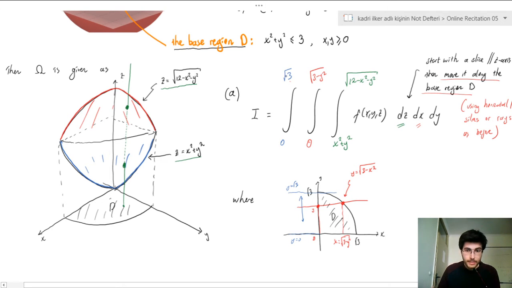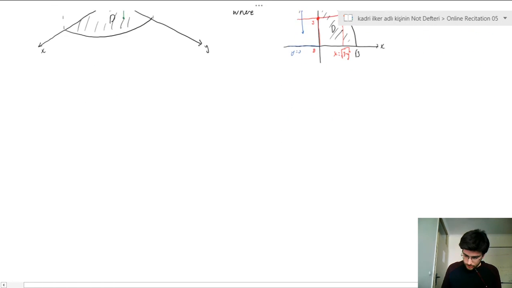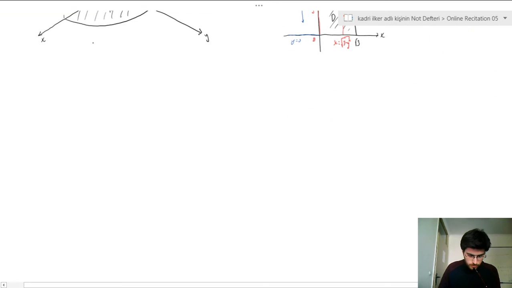Okay, so that was the strategy. But now we have some extra slicing, and then we just follow the same strategy as before. Very well. So what about part B?